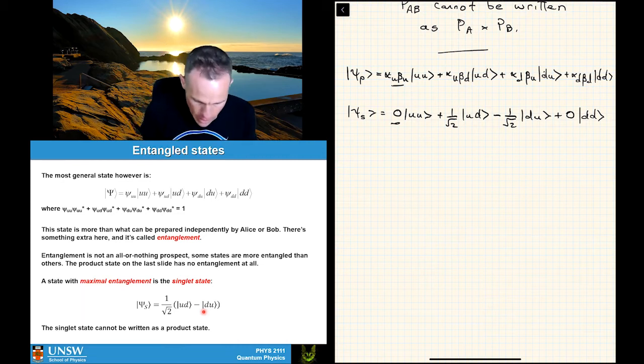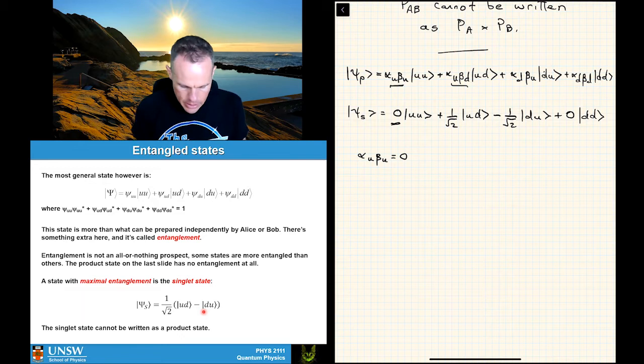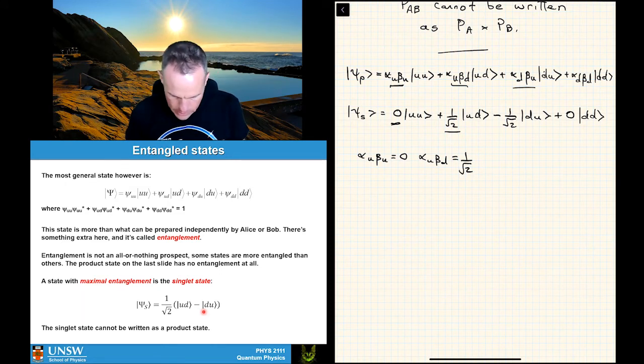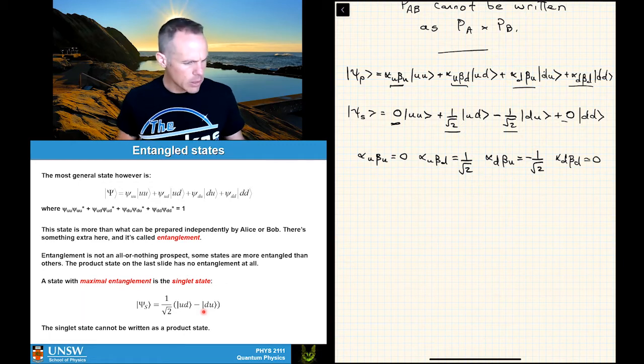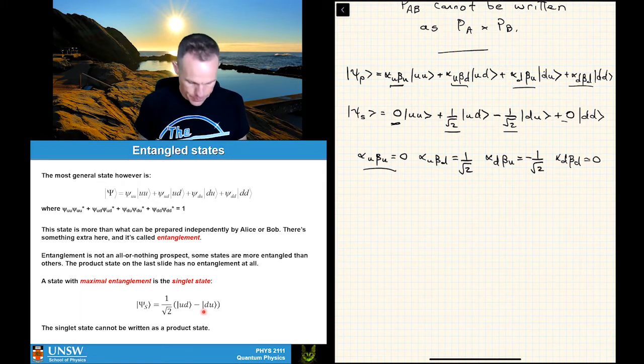So let's work our way through this. What we know from the first one is that alpha up, beta up is equal to 0. The second one is that alpha up, beta down is equal to 1 over root 2. Alpha down, beta up is equal to minus 1 over root 2. And the last one, alpha down, beta down, will be equal to 0. Okay, so let's think through this for a second. We'll start with the first bit here.